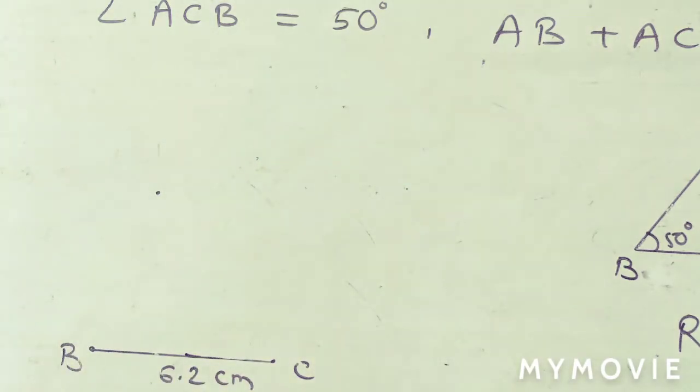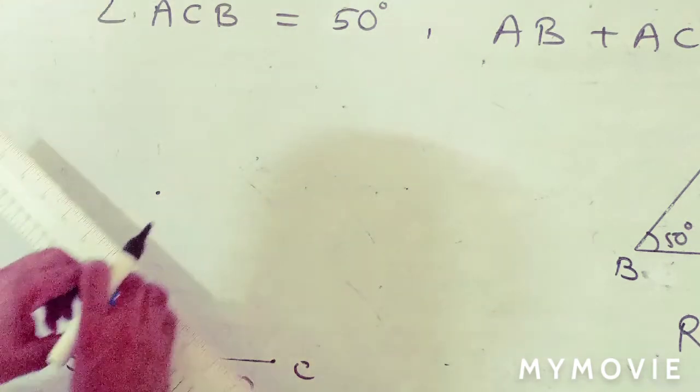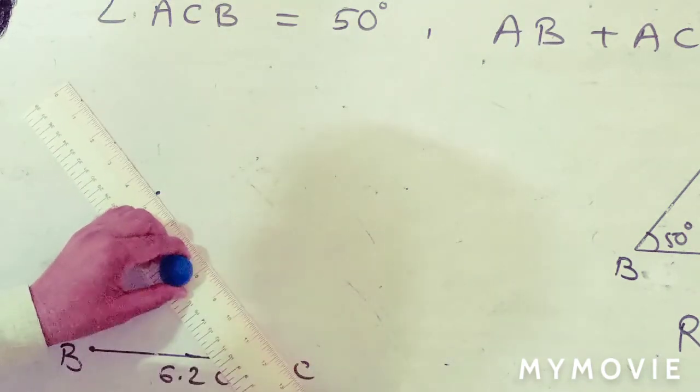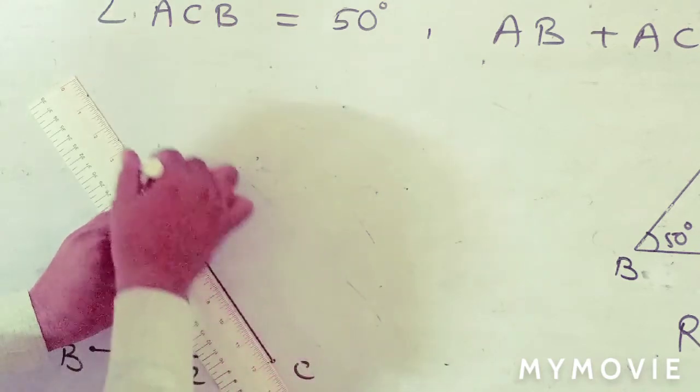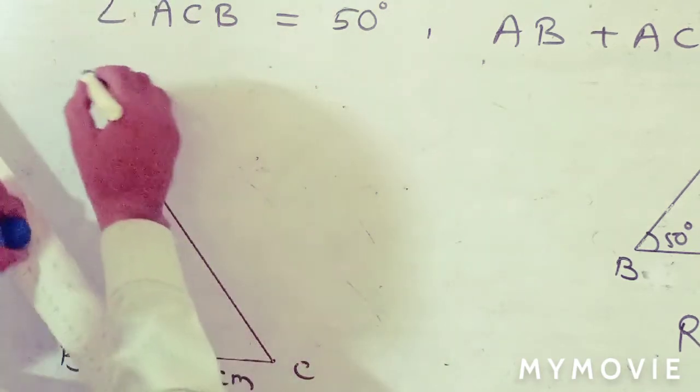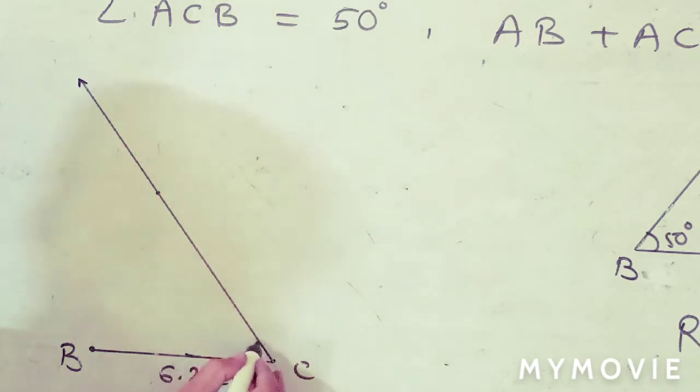Now with the scale, draw a ray passing through C. This angle is 50 degrees. Therefore, here we have to give 50 at point C.